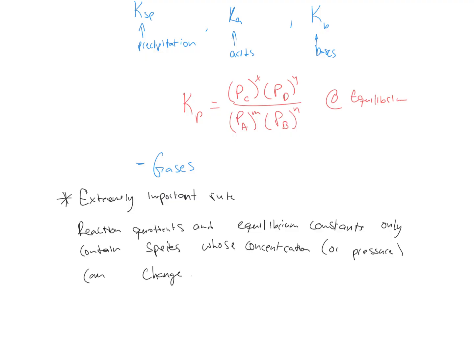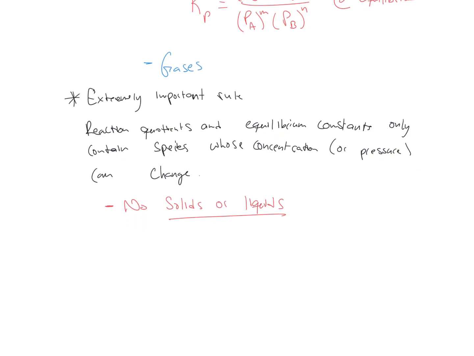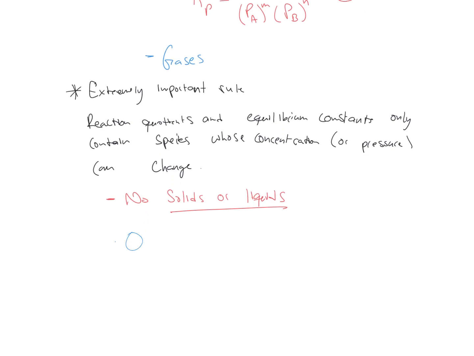So what does this mean? This means no solids or liquids. If you have a solid or liquid in a reaction, that should not be included in the calculation for the reaction quotient or the equilibrium constant, which means only aqueous species or gases. And that is going to depend on if you're using QC or KC, or QP or KP. Regardless, it's only aqueous species or gases.